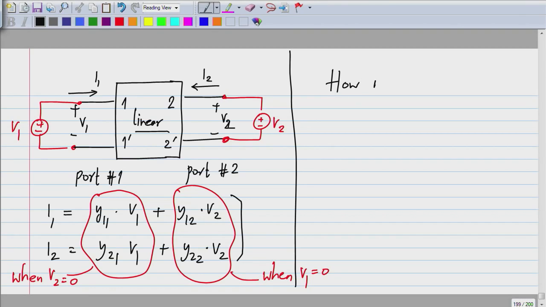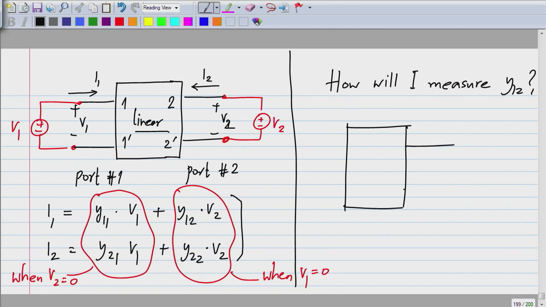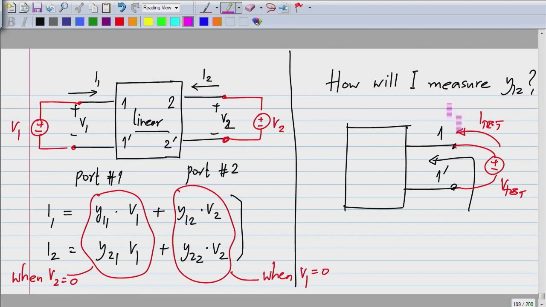Let's say, how will I measure the value of Y12? You can relate this to earlier examples we did many times. That is, if you have a one port, and you want to find out what it looks like looking into this terminal pair, what we did was to apply some test voltage and measure the current. Taking the ratio of voltage to current, we get the resistance looking into this one.